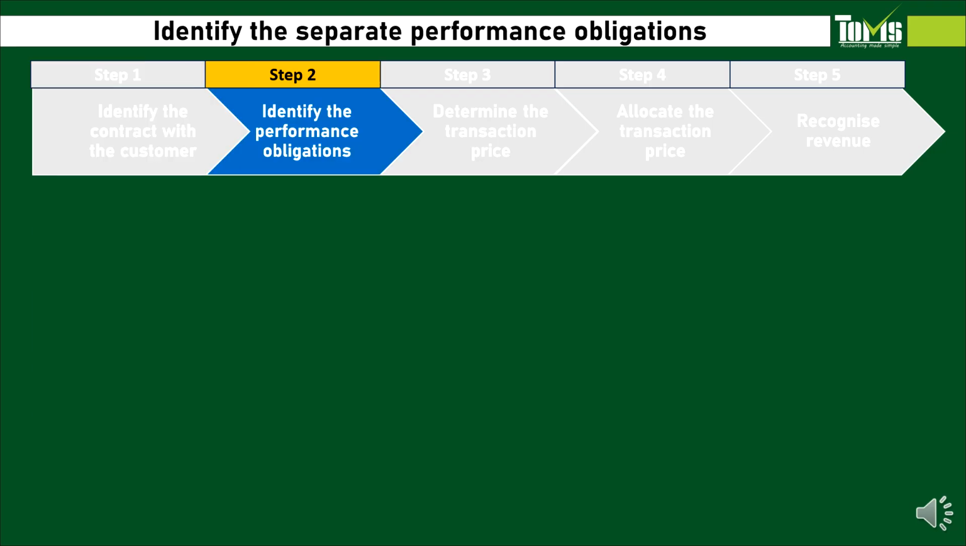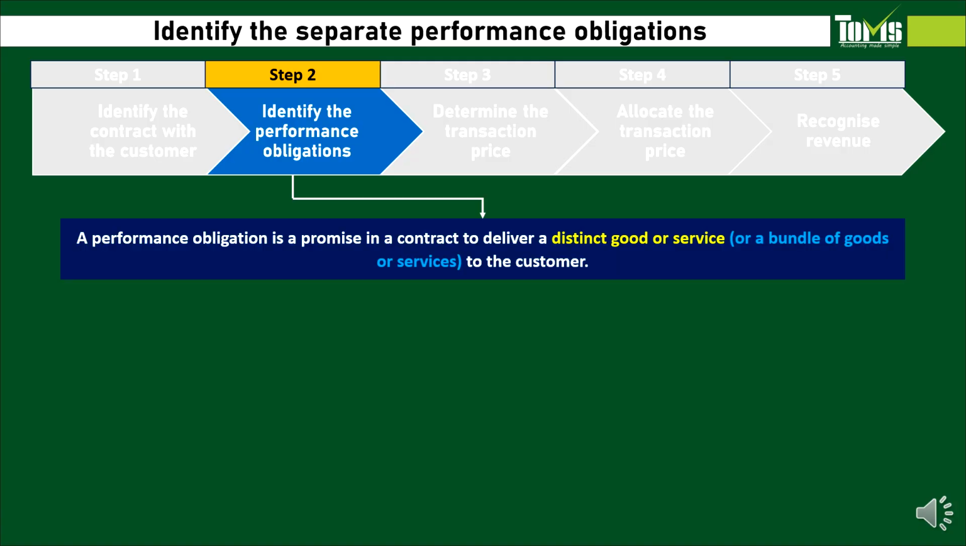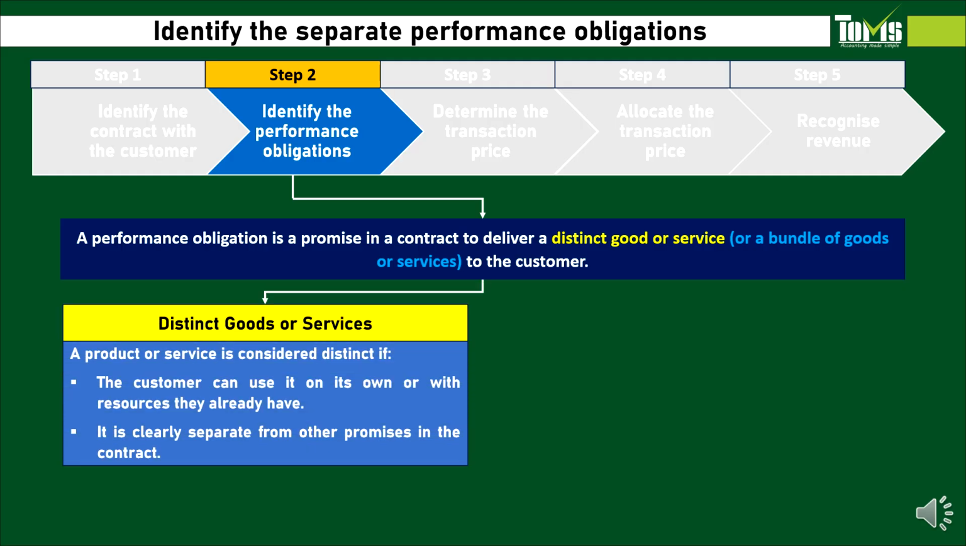Step 2. A performance obligation is basically a promise to transfer a distinct good or service to a customer. What is a distinct good or service? A product or service is distinct if the customer can use it by itself or with things they already own. It's clearly separate from the other items in the contract.